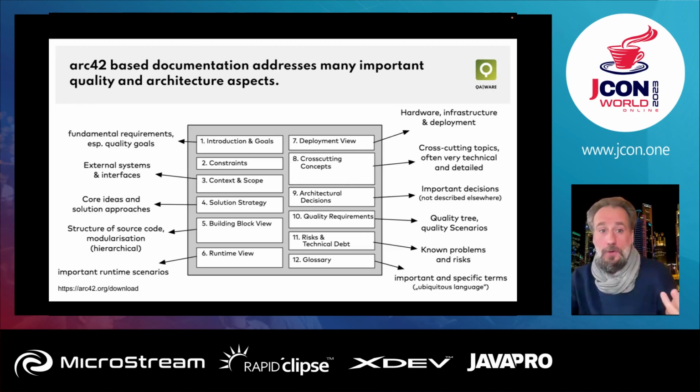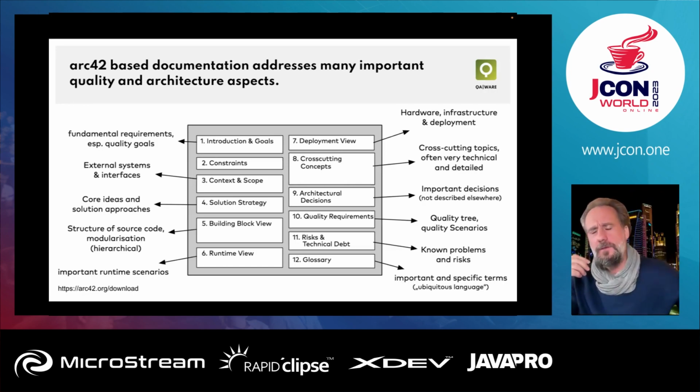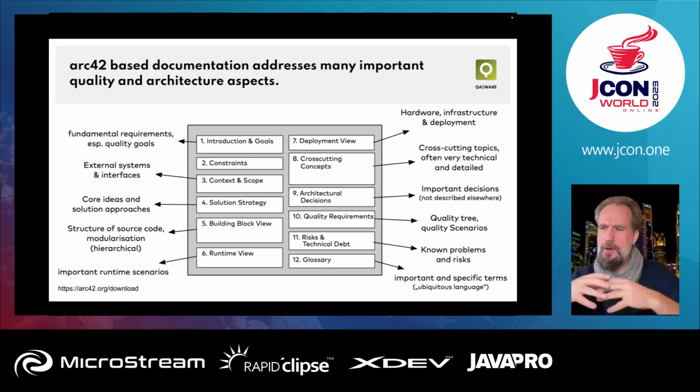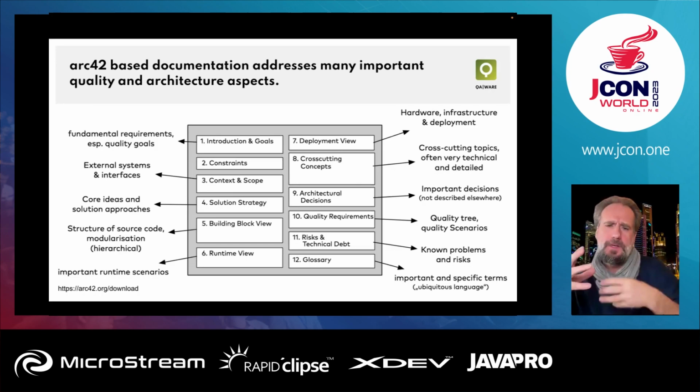What are the functional requirements and what are the fundamental requirements? What's the context of the system, right? Systems never live in isolation. They have external systems and interfaces they need to interact with, right? So this is something you should definitely document. Then the core ideas and solution approaches should be documented, right? I don't know, maybe this is architectural styles. Well, maybe we do Hexagonal, we implemented with Spring. So all the technology things should be somehow here.